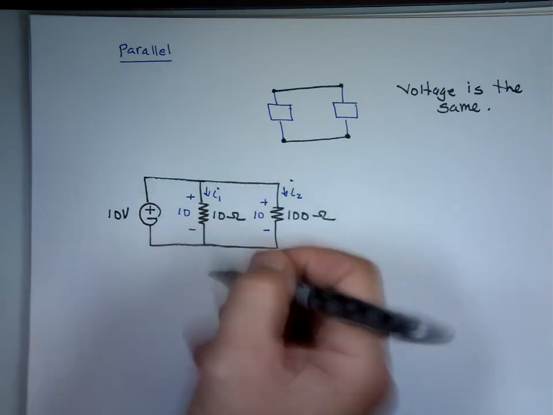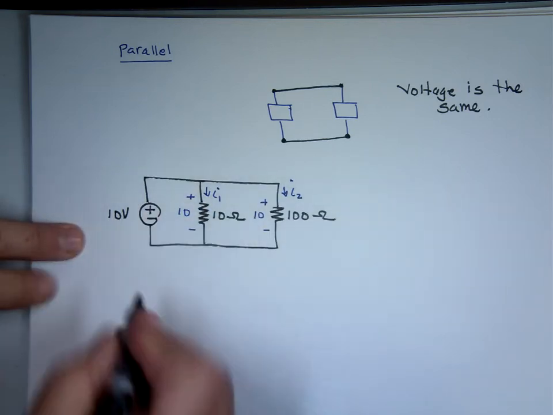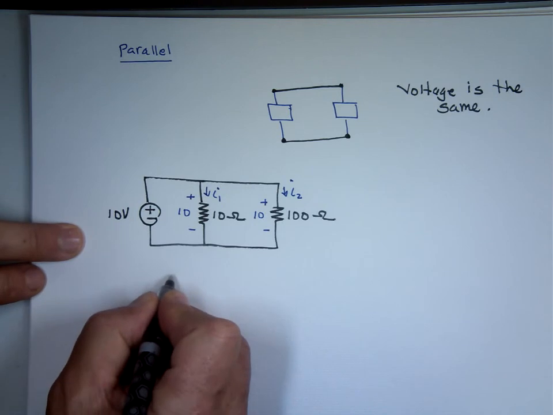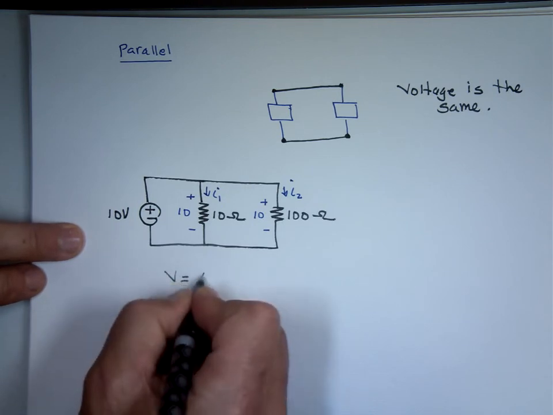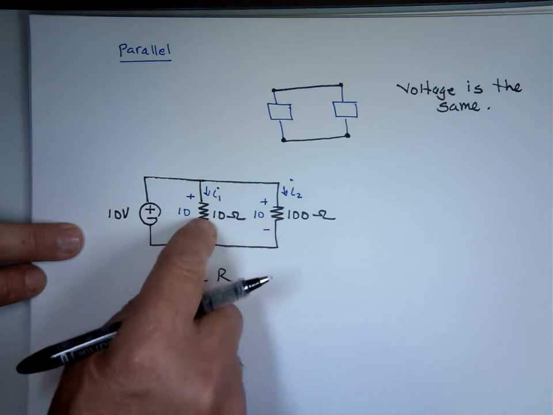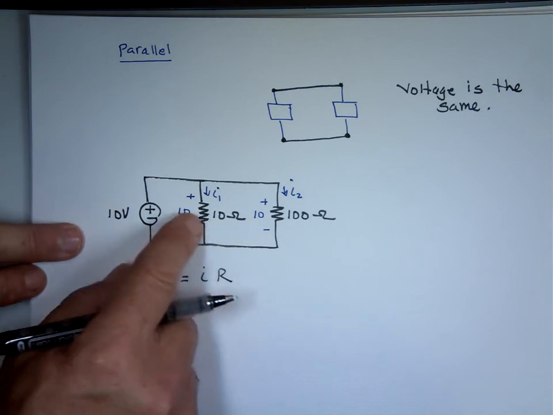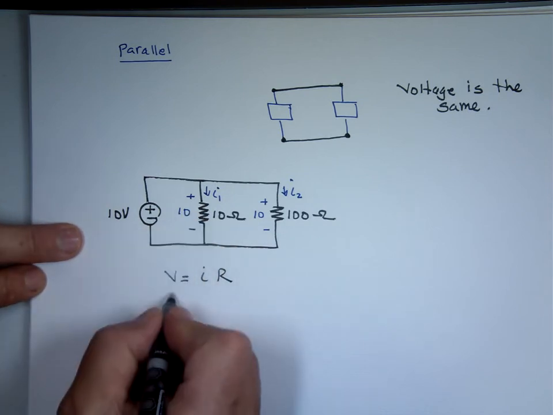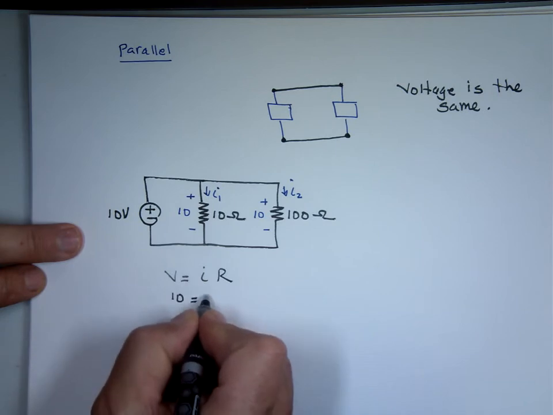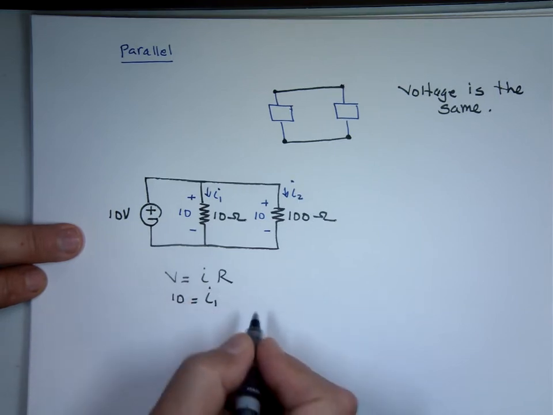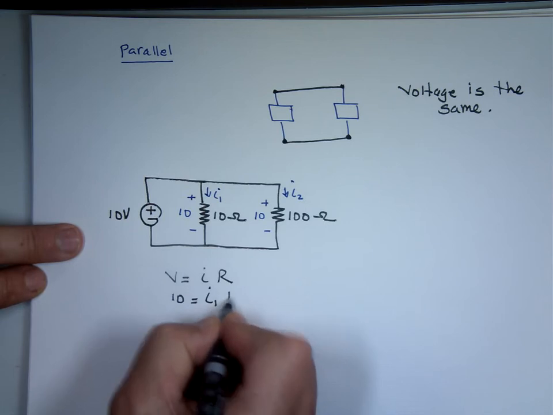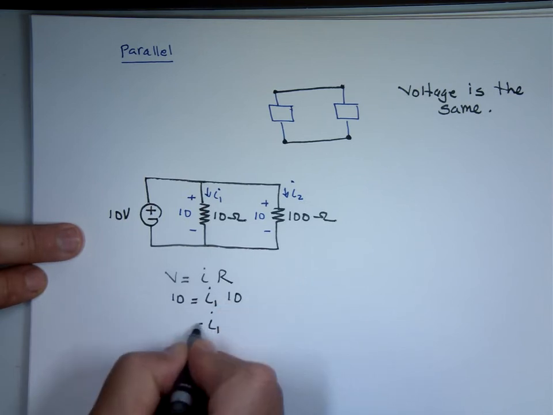So what do we know about this? Can we find what I sub 1 is? Well, we can use Ohm's law. V equals I times R. Let's look at this one. What is the voltage here for that resistor? 10. The current is I sub 1. And what's the resistor there? 10. So what's I sub 1 equal to? 1 amp.